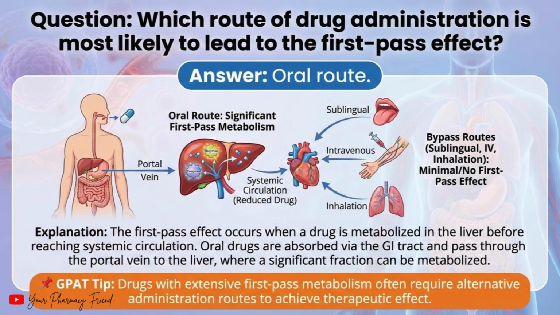Which route of drug administration is most likely to lead to the first pass effect? Oral route. The oral route of drug administration is most likely to lead to the first pass effect. This occurs when a drug is absorbed from the gastrointestinal tract and passes through the liver via the portal vein before reaching systemic circulation. In the liver, a significant portion of the drug can be metabolized, reducing the amount available in the bloodstream. Alternative routes such as sublingual, rectal, intravenous, or inhalation largely bypass the liver initially, minimizing first-pass metabolism.